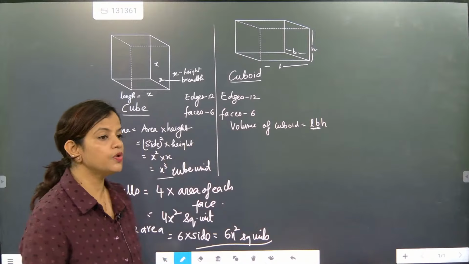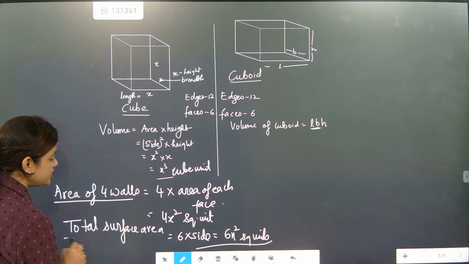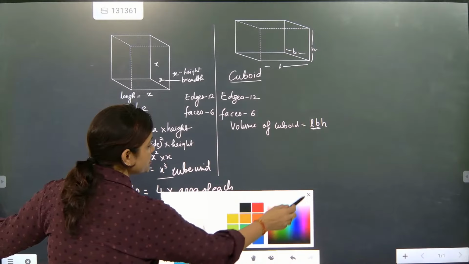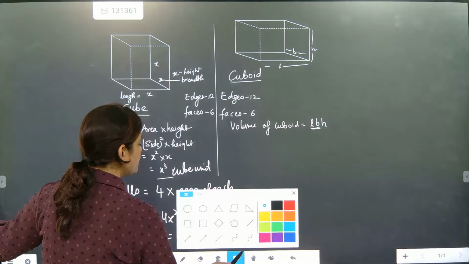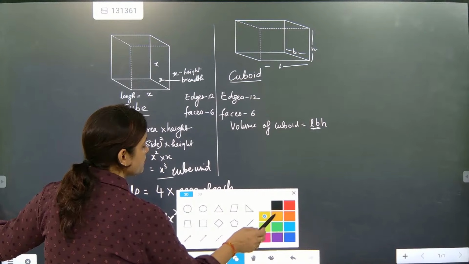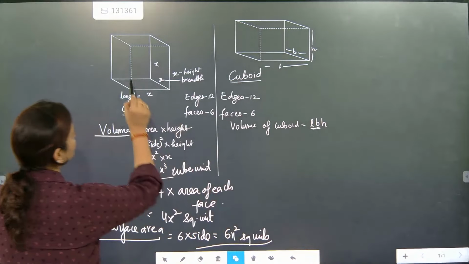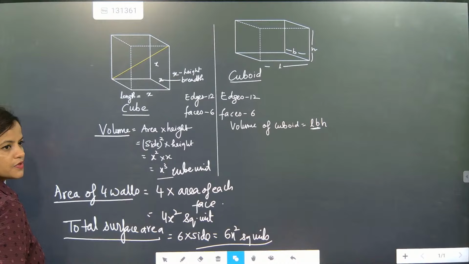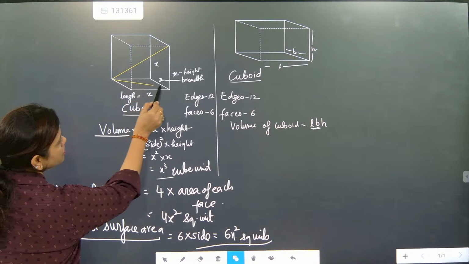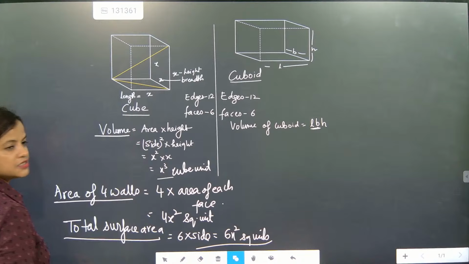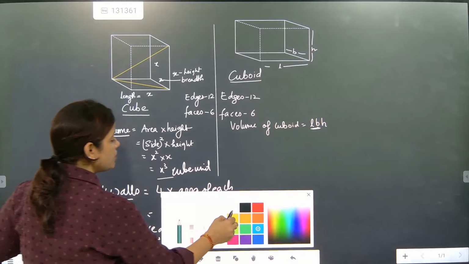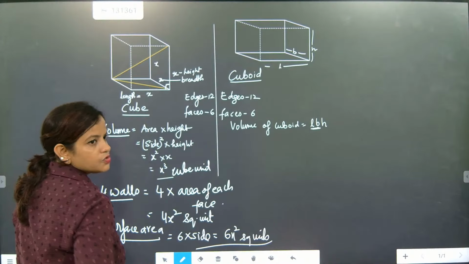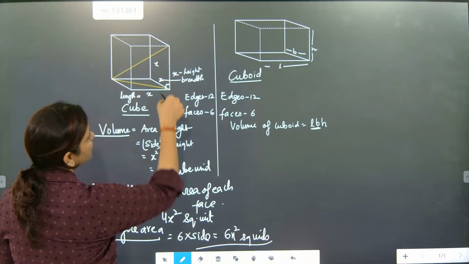Is it okay? So area of four walls, surface area, and what about diagonals? When you are going to draw diagonals, please pay attention, the diagonal will touch this corner to this corner. Understood? Here this angle will become 90 degree. So what can be the diagonal?